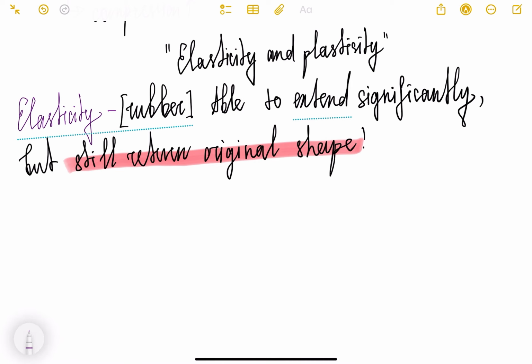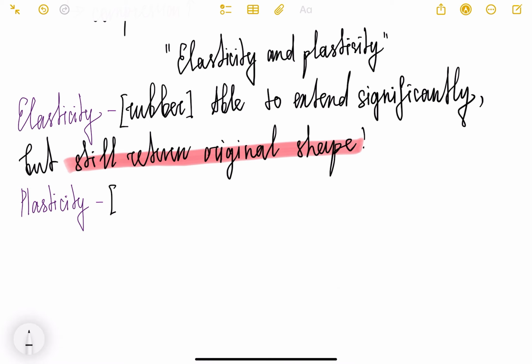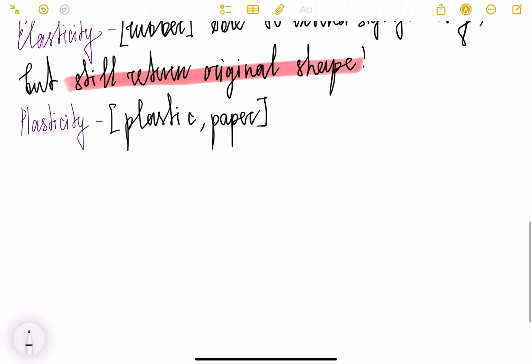Then let's think about plasticity. Think about, for example, just plastic or paper. Yeah, there's a big example, right? You hurt the paper, then try to turn that paper into the original shape, and it could not. This is exactly what plasticity is.